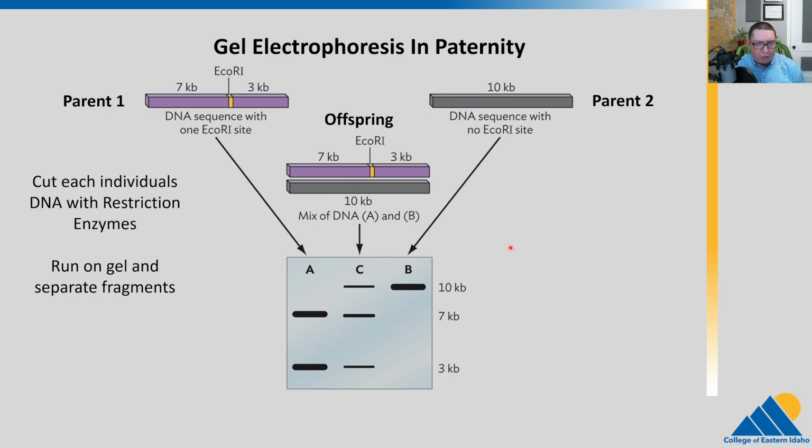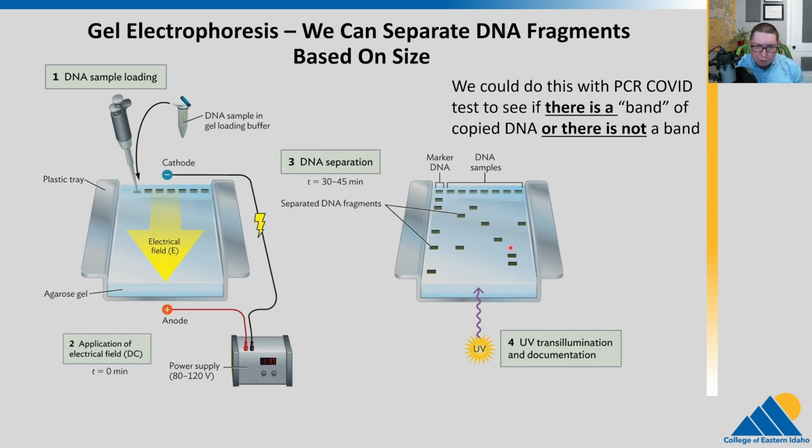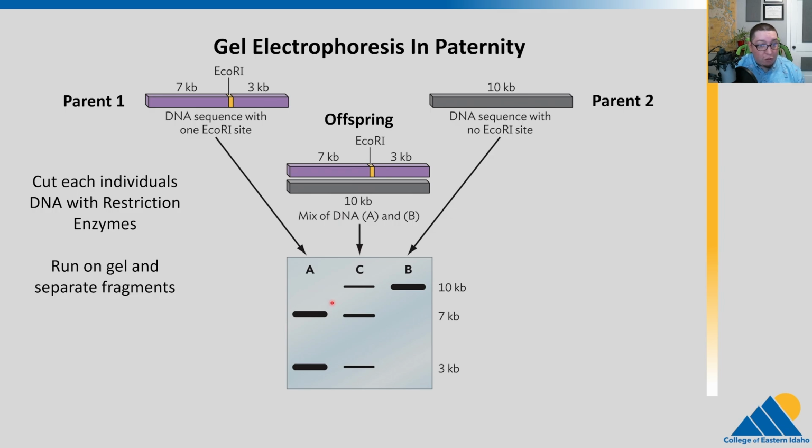So gel electrophoresis, not only can we use it to say there's no band, there is a band, which we would use in like a PCR for a disease like COVID, we can also tell something about the sequence that's in there, right? This tells us that there is an EcoR1 site in there because it cut, and there's no EcoR1 site because it didn't cut. So that was our first attempt at figuring out what's inside the DNA sequence, okay?